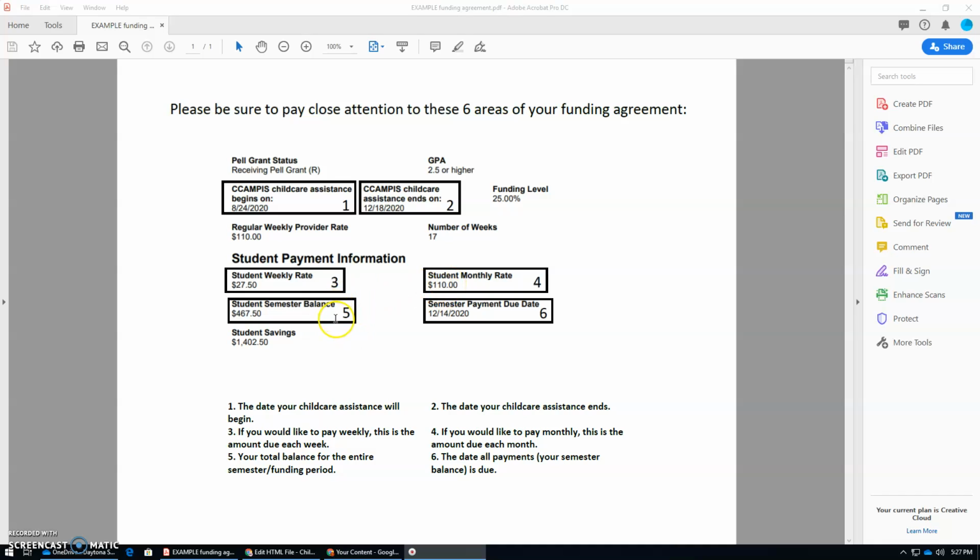Area 5 is your student semester balance. This is the total balance for the entire funding period. And finally, Area 6, this is the date that your semester balance is due.